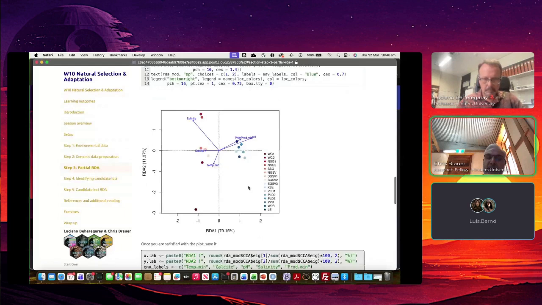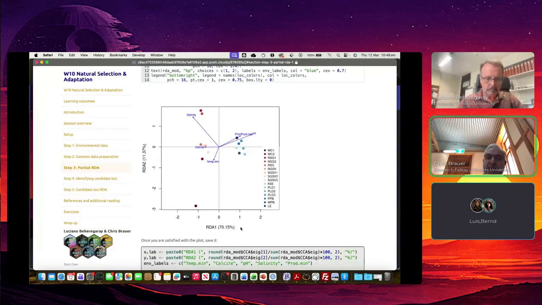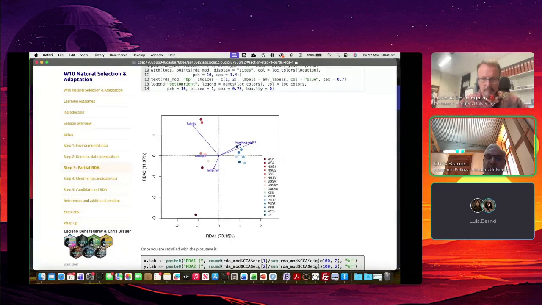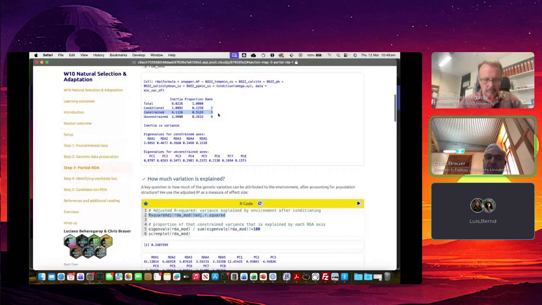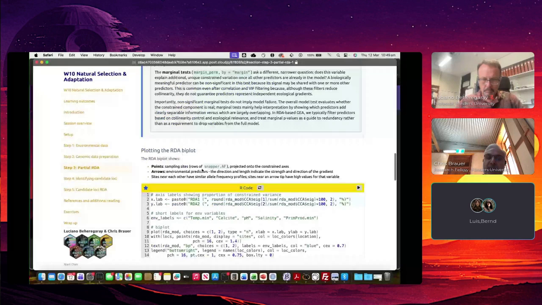And so here we've got a plot of just the first two axes, and the percentages here. You can make an argument that these percentages aren't actually very informative. If you leave them off, reviewers will complain. So I tend to include them anyway. But basically, in RDA1 here, the 70% is 70% of this constrained proportion. So it's not of the whole model. It's 70% of the 50% that's explained by your environmental variables.